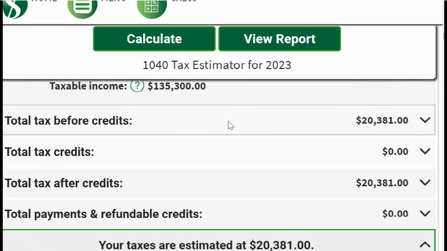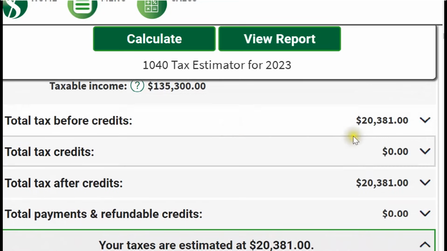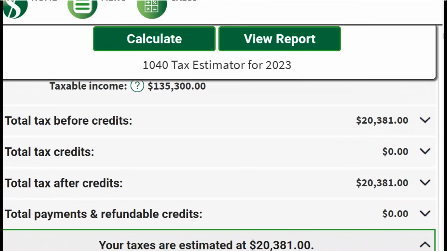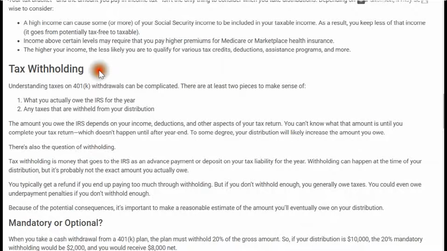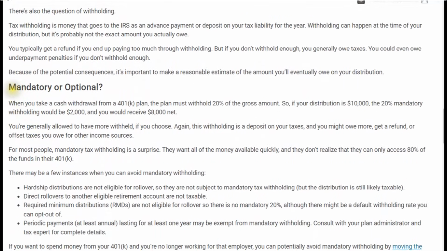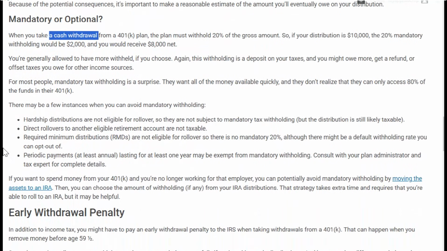Now, the person mentioned that they had 20% withheld from their 401k distribution, and that's normal. So in many cases, when you get a cash distribution directly from a 401k, there's 20% mandatory tax withholding. It's just a requirement. That's not the case if you pull it out of an IRA, for example, but if you use a 401k, you should expect that 20% mandatory withholding.